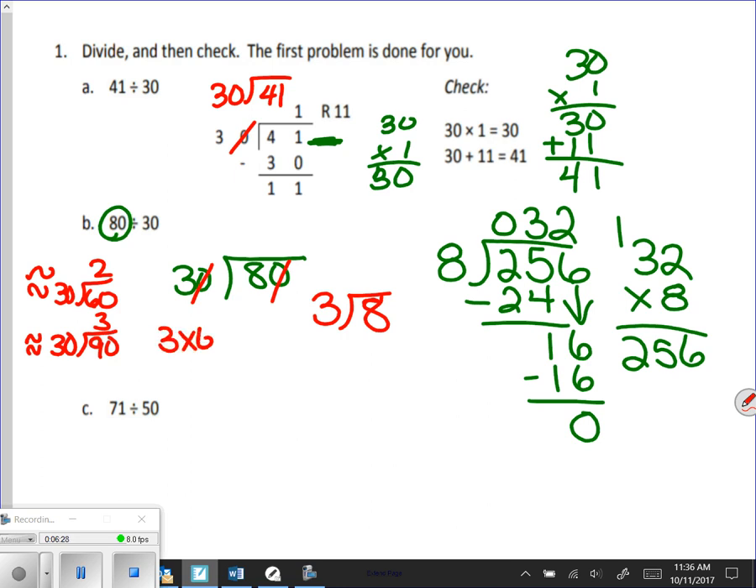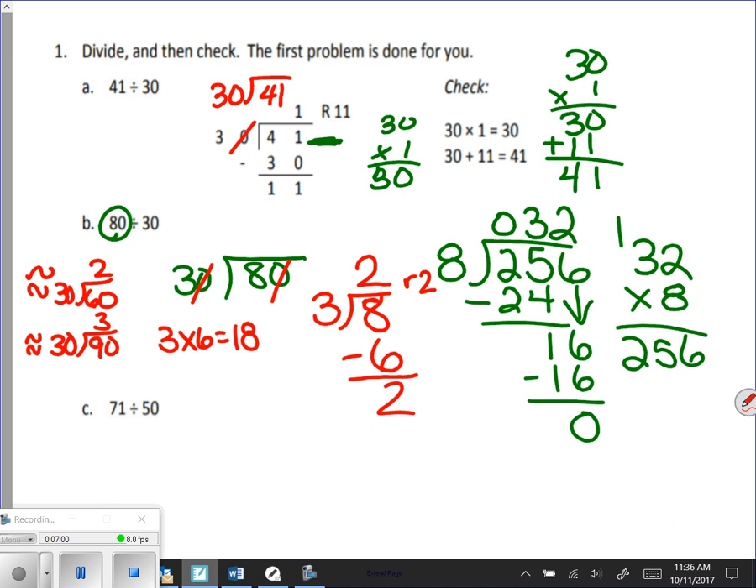3 times 6 equals 18. 2 times. 3 goes into 8 2 times. 2 times 3 is 6. 8 minus 6 is 2. So this remainder is less than your divisor, so you're good. So it's 2 with a remainder of 2.